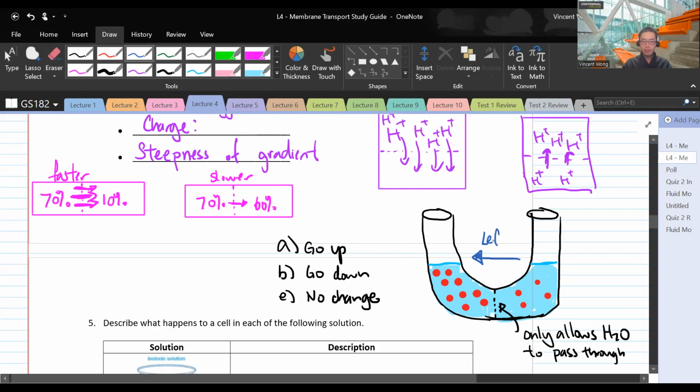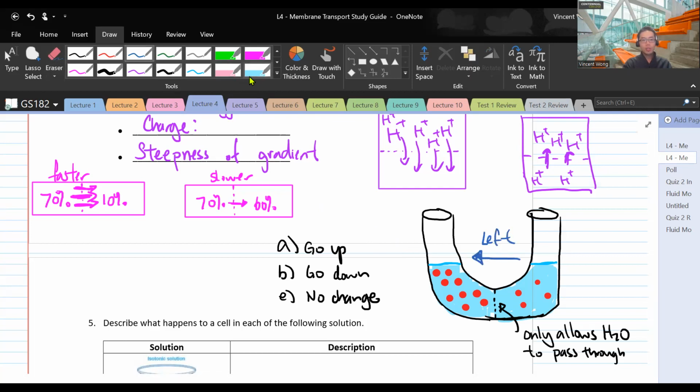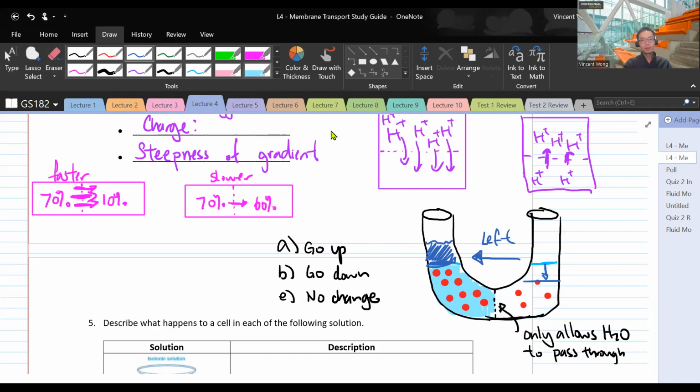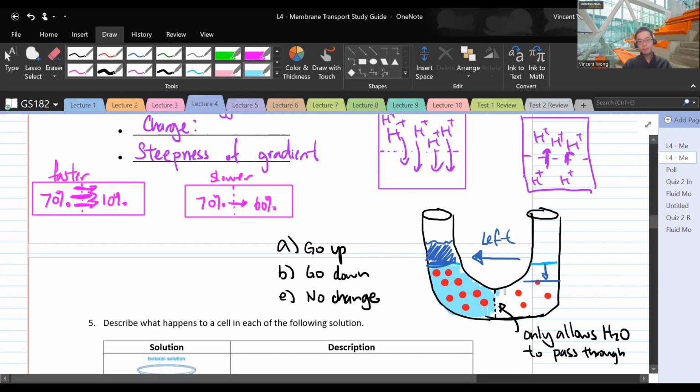The water will move left, and it will cause the water level to increase. And then subsequently, the water level here will go down. Do you understand that? Let me write it down for you first and then I'll explain more. Water moves towards the more concentrated side to dilute it out.